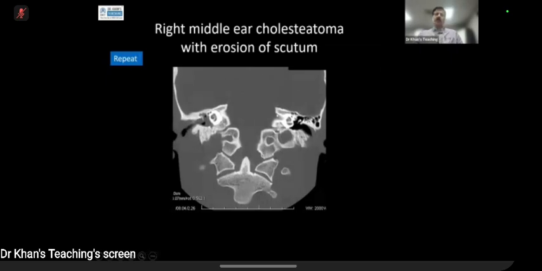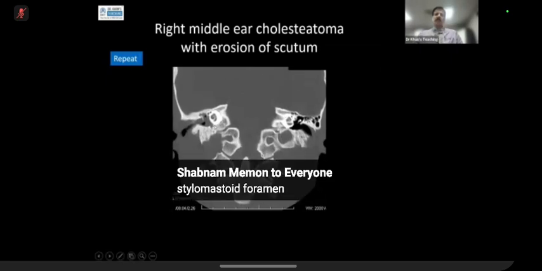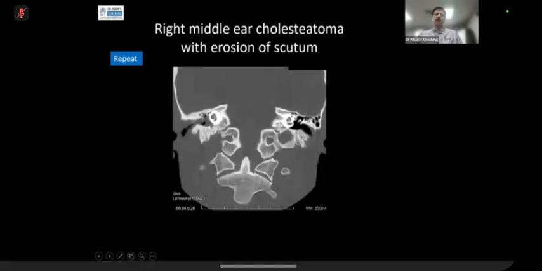Okay, so this was the case when we started. This is the scutum which is eroded. There is soft tissue opacification which is involving the epitympanum as well as the mesotympanum. This is the tympanic portion of the facial nerve. This is the labyrinthine. Nothing is happening there.